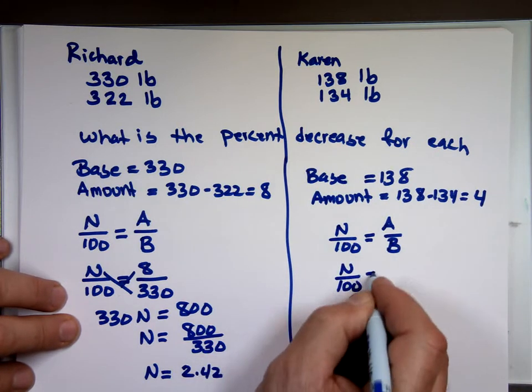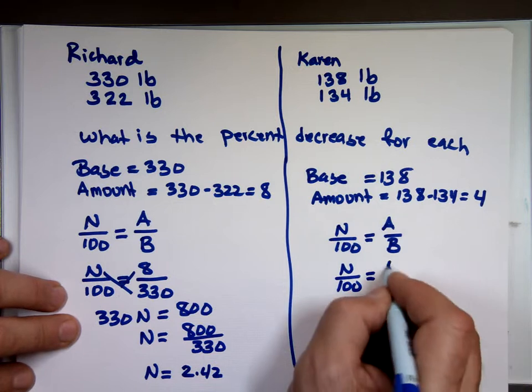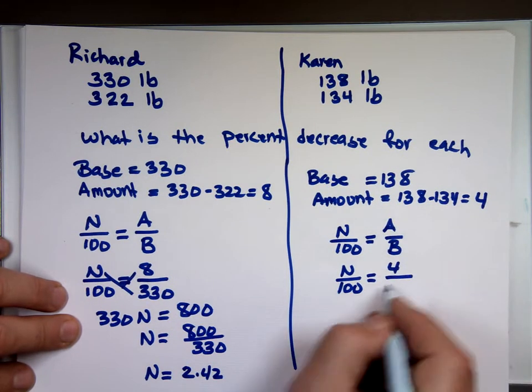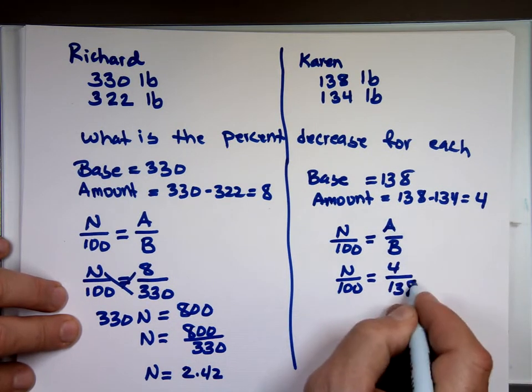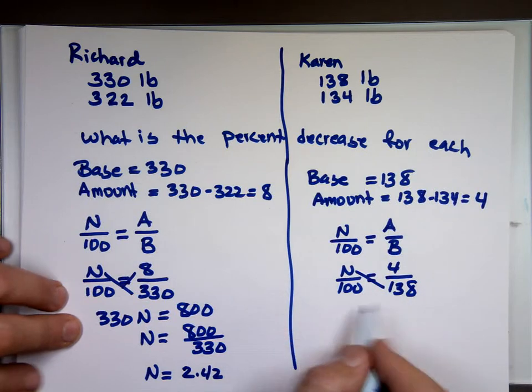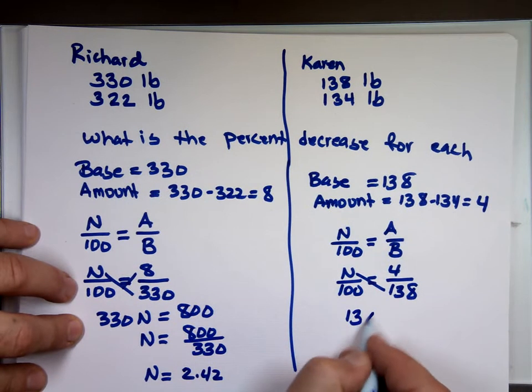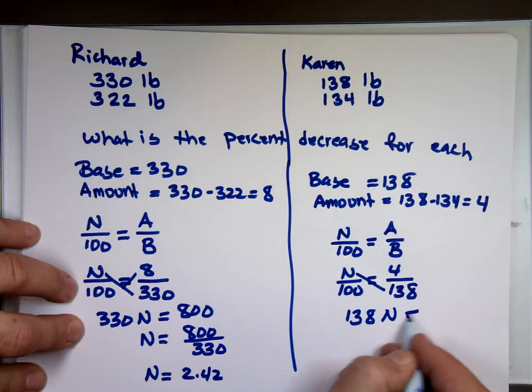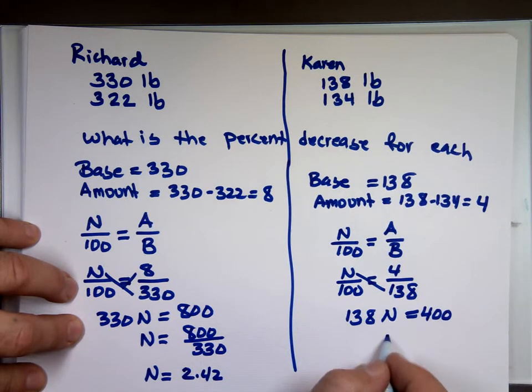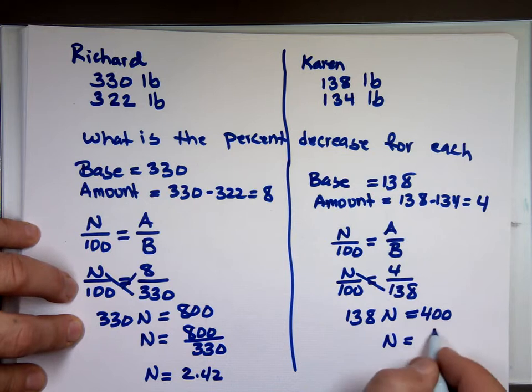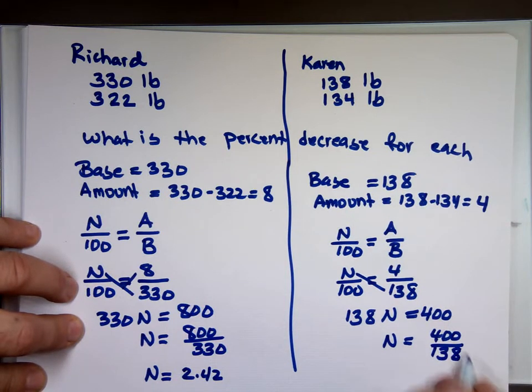What's the amount? 4. What's the base? 138. Again, cross multiply. 138N equals 400. To solve for N, we're going to divide by what? 138. Go ahead, use the calculator and cheat for now.